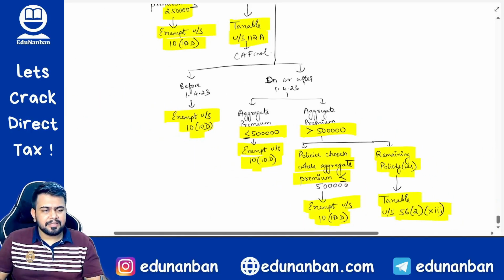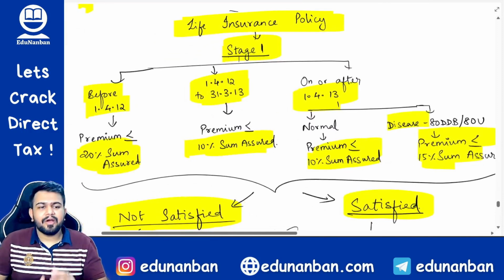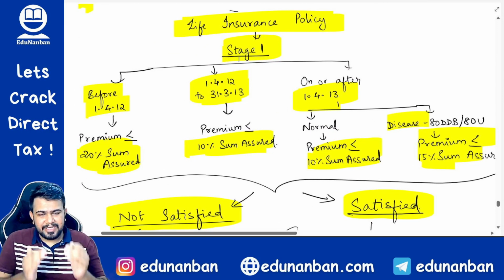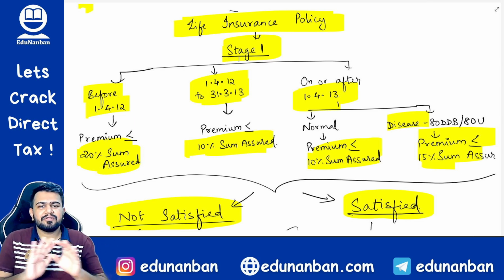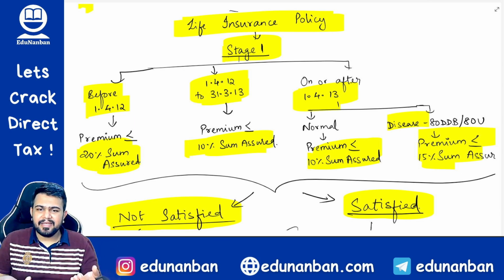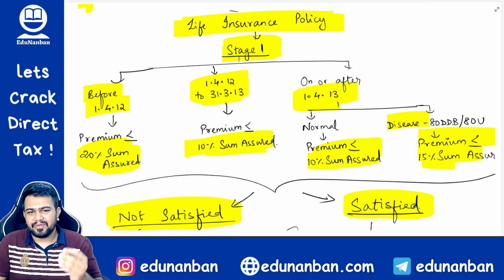Now let me summarize once again, very important. So what you have to do, if you have a life insurance policy, you have to check whether it is within ATC limits. If it is within ATC limits, then only you have to proceed further. If it is not within ATC limits, then directly you know that it is taxable and you have to find out the tax.